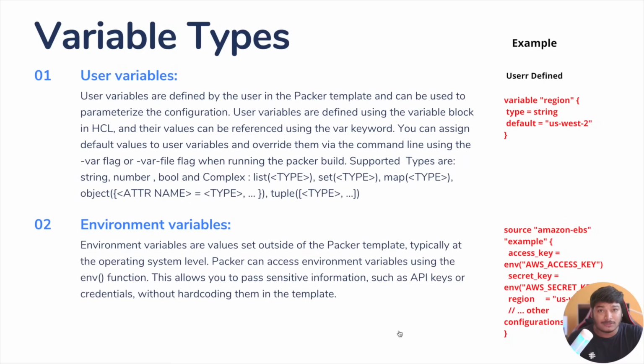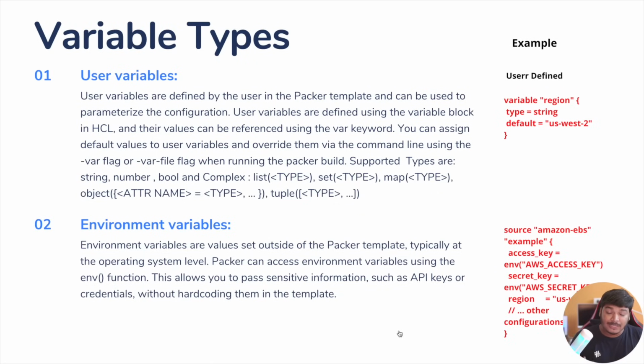And the supported types are string, number, bool. Also there are complex types such as list type, set type, map type, or object type. Just like if you have ever used Terraform, those things that are supported in Terraform, exactly the same types are here, because both are written in the HashiCorp language, right?